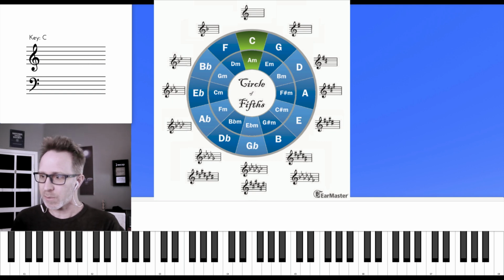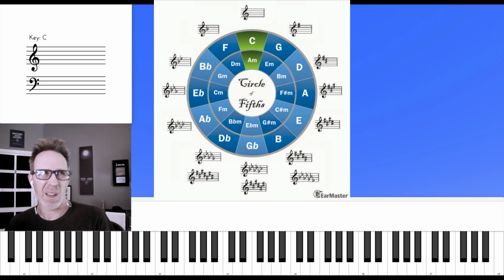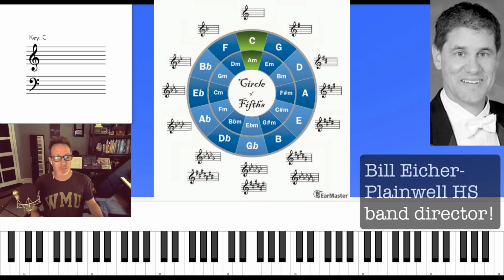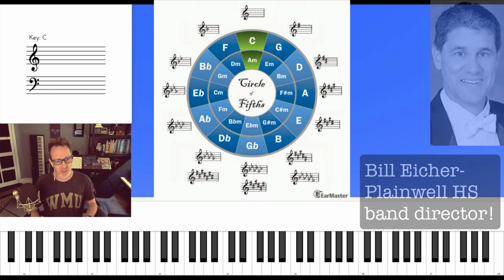This is when the circle of fifths was introduced to me in high school, probably my freshman or sophomore year. My band director put this crazy looking design up on the wall, and I'm like, oh man, looks like math. But what Mr. Eicher, my band director in high school, shout out to Mr. E, was teaching us was how to learn key signatures in a methodical way, and the circle of fifths is one way to do that.